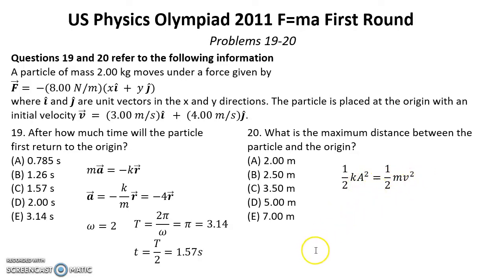From here we can find what is amplitude A. The total amplitude or maximum distance equals square root of m over k multiplied by the speed of this particle in the origin, which is 5 meters per second. We can find it from this equation. So the total maximum distance will be 2.5 meters, which is answer B.